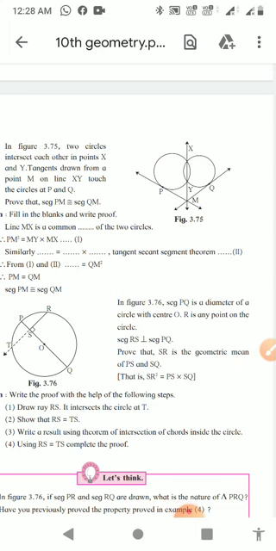We have to prove that SR is a geometric mean of PS and SQ. Means, according to the geometric mean theorem, SR square equals PS into SQ. That is what we have to prove here. In this question, the answer is given with the help of some steps, and we have to complete those steps, and then we will get our answer in an easy way.